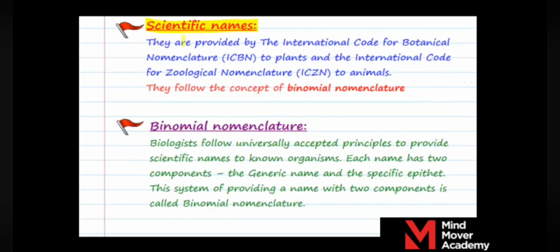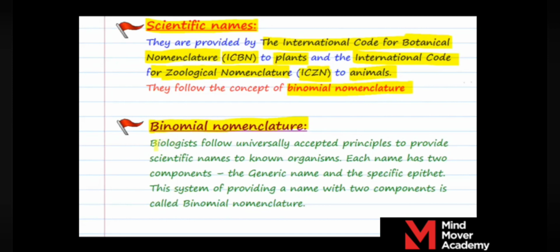Now the scientific names. They are provided by the International Code for Botanical Nomenclature, that is ICBN, to the plants, and the International Code for Zoological Nomenclature, that is ICZN, to animals. And they follow the concept of binomial nomenclature. So there's something called the scientific name of an organism, and it is provided by ICBN to plants, that is the Code for Botanical Nomenclature, botanical referring to plants, and ICZN, that is the International Code for Zoological Nomenclature, zoological referring to animals. And the scientific names strictly follow the concept of binomial nomenclature, about which we'll study now.